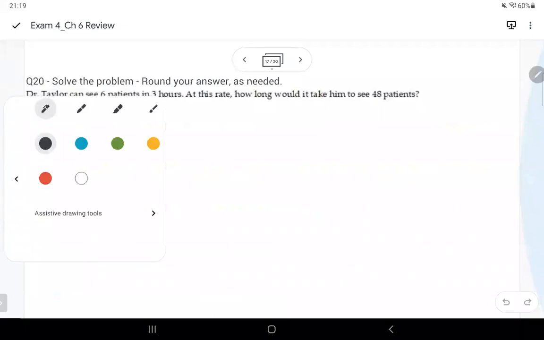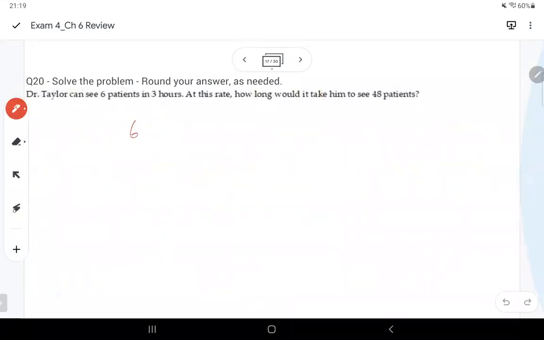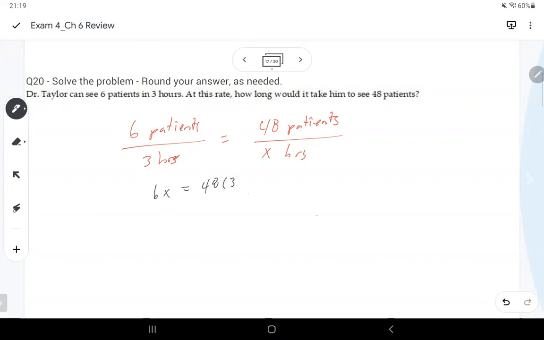All right, so this one is dealing with rates. Remember, we have 6 patients in 3 hours. We want to know how many hours for 48 patients. We're just going to cross multiply. Get 6x equal to 48 times 3. Divide both sides by 6. That ends up being 24. You need to have a statement.